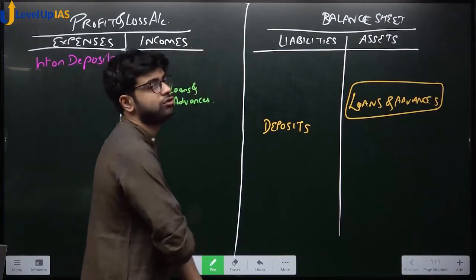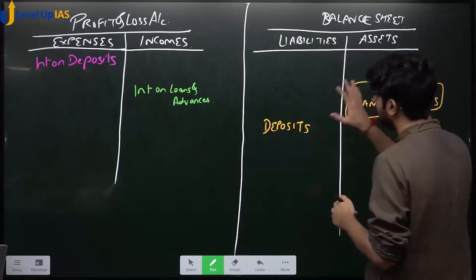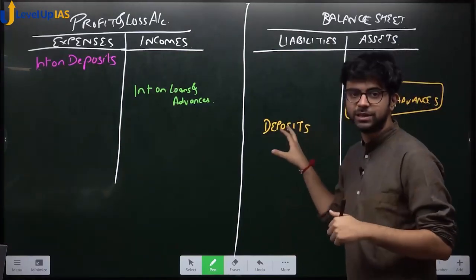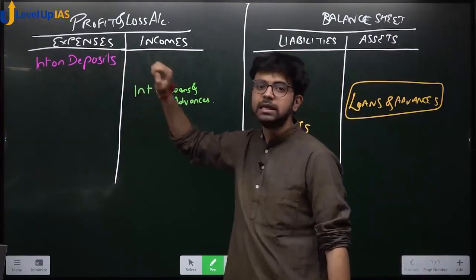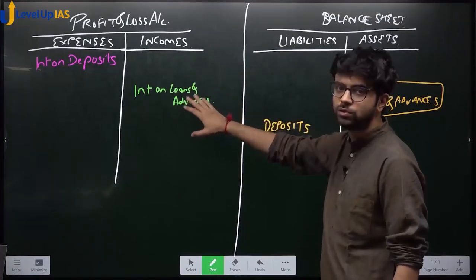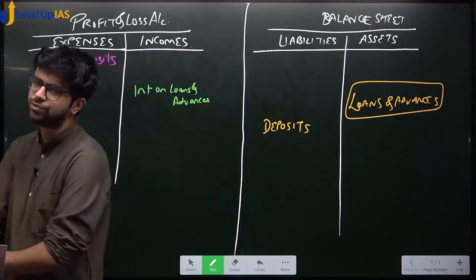Next, what happens? So now we have established that bank will write loans and advances on the asset side. Banks will write deposits on the liability side. Deposits pay whatever interest bank is giving to us. It is the expense of banks. So I will write interest on deposits as expenses. And whatever income bank is earning on loans and advances, it will write as interest on loans and advances. Okay? So far, if you have understood this, that means you have understood a lot of things.